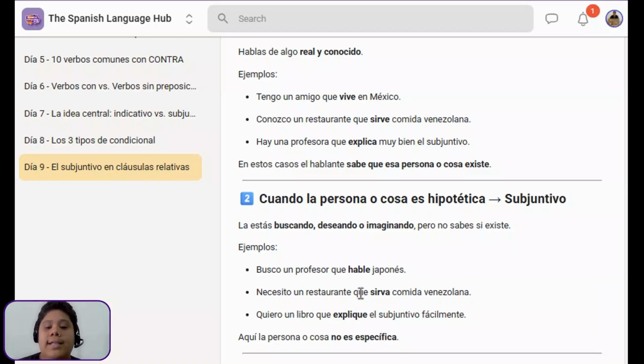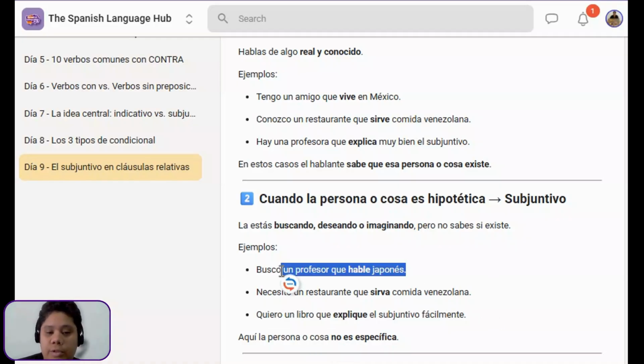Necesito un restaurante que sirva comida mexicana. Sorry, venezolana. Necesito un restaurante que sirva comida venezolana. I need a restaurant that serves Venezuelan food. And quiero un libro que explique el subjuntivo fácilmente. I want a book that explains the subjunctive easily. So here we are talking about non-specific people or things.